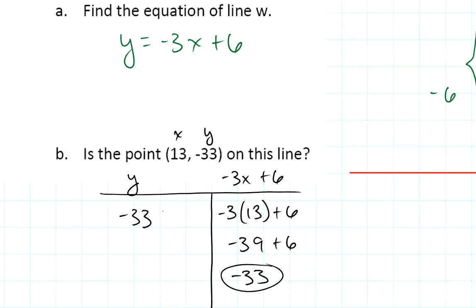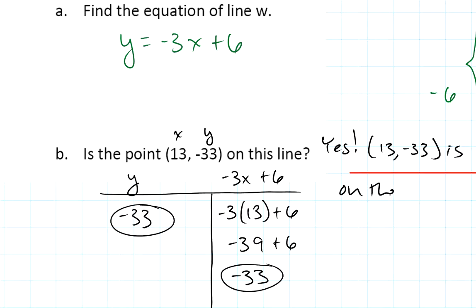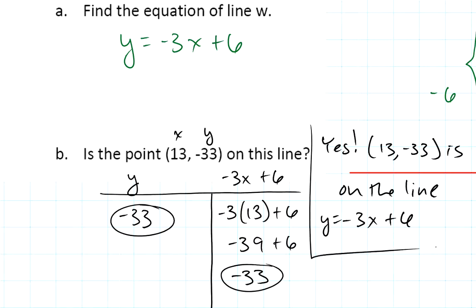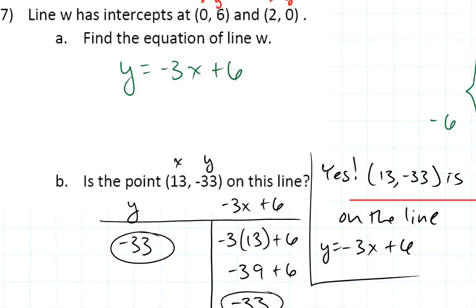So because the left-hand side is negative 33 and the right-hand side is negative 33, I would say yes, (13, -33) is on the line. Not all lines, but it is on the line y equals negative 3x plus 6. There we go. That's it for question 7.